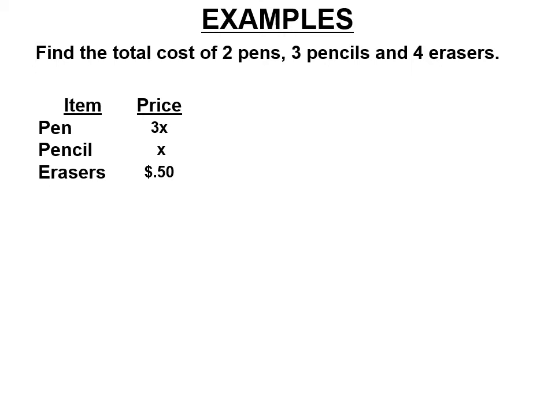All right. So let's look at this very odd price chart. It says the pen is 3x and the pencil is x and the eraser is 50 cents. What this is trying to tell you is this, whatever the pencil ends up costing, the pen is 3 times the cost of the pencil. Okay? So now we have to find the total cost, which means you have to add things up.